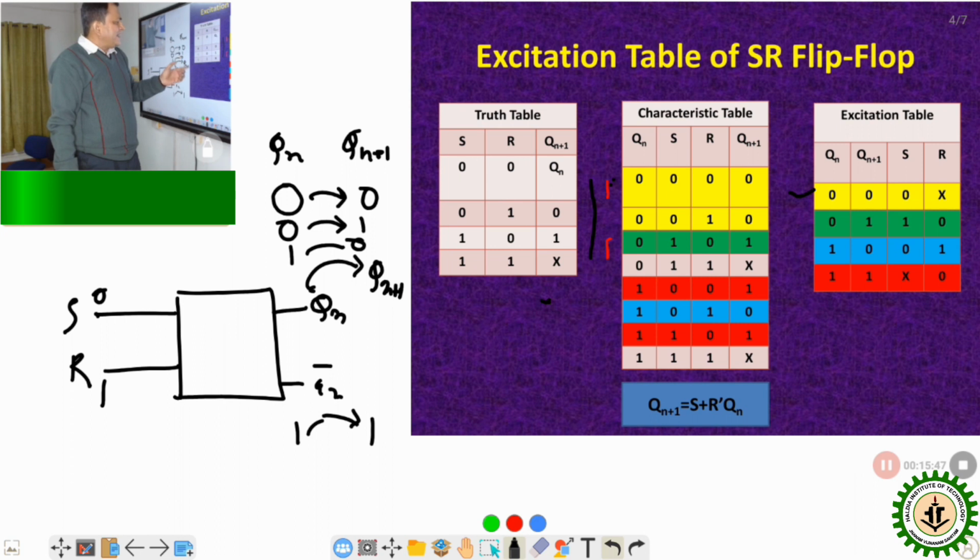Another thing we can determine is called the excitation characteristics, or characteristic equation. Simply, we can solve a K-map and determine the equation for Qn+1, that is our output. Our inputs are the present state, S and R. By solving a K-map, we can get the characteristics equation of the SR flip flop. So I hope it is clear how we can get the excitation table and characteristics table for the SR flip flop. Now let's move on to our next flip flop, the JK flip flop.